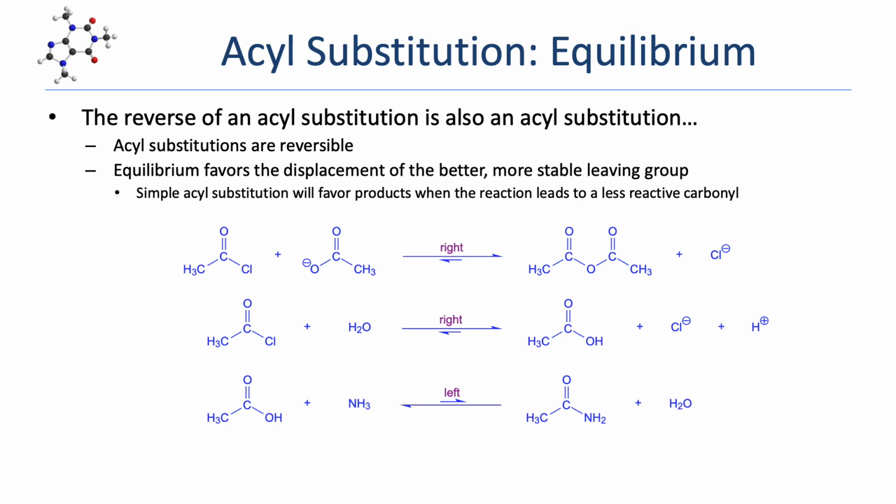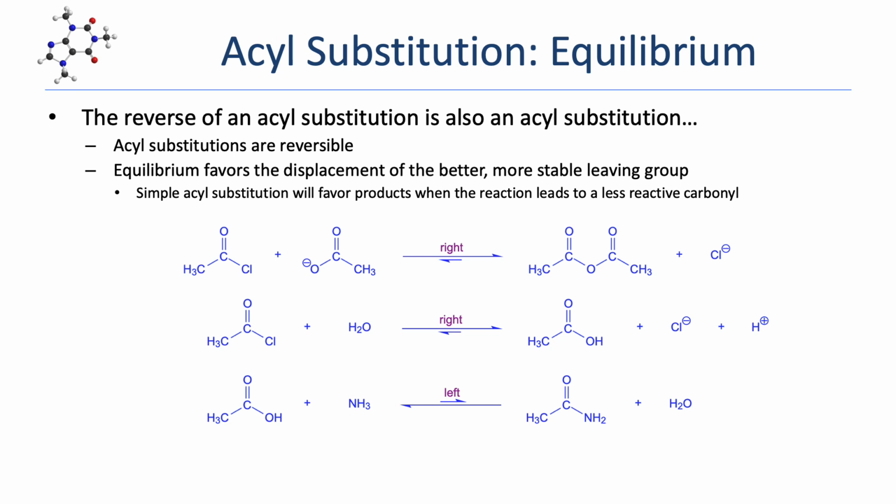And just like SN1 and SN2 reactions, acyl substitutions are reversible. The reverse of an acyl substitution is simply a different acyl substitution. Rather than memorizing dozens of reactions for the various functional groups, we can use our understanding of reaction equilibrium to predict the outcomes of any acyl substitution. As in any reaction, equilibrium will always favor the side of greater stability.